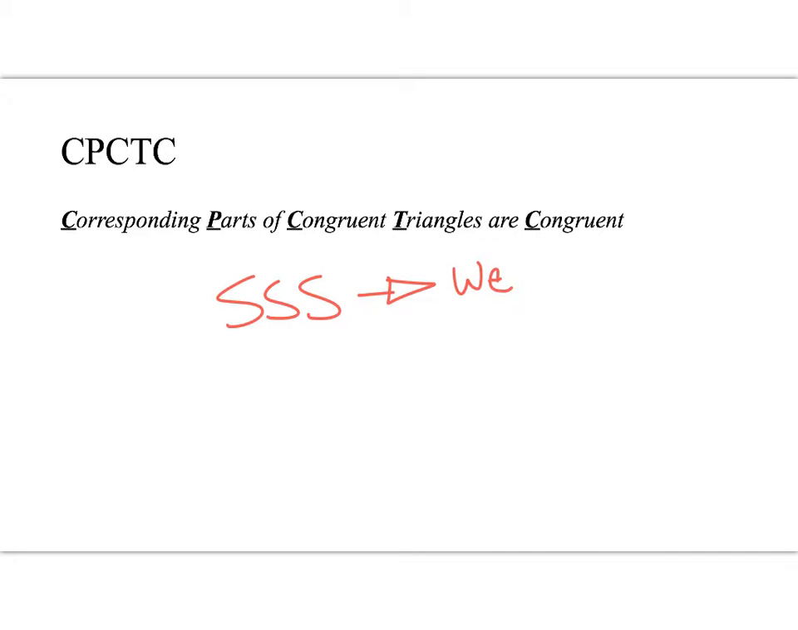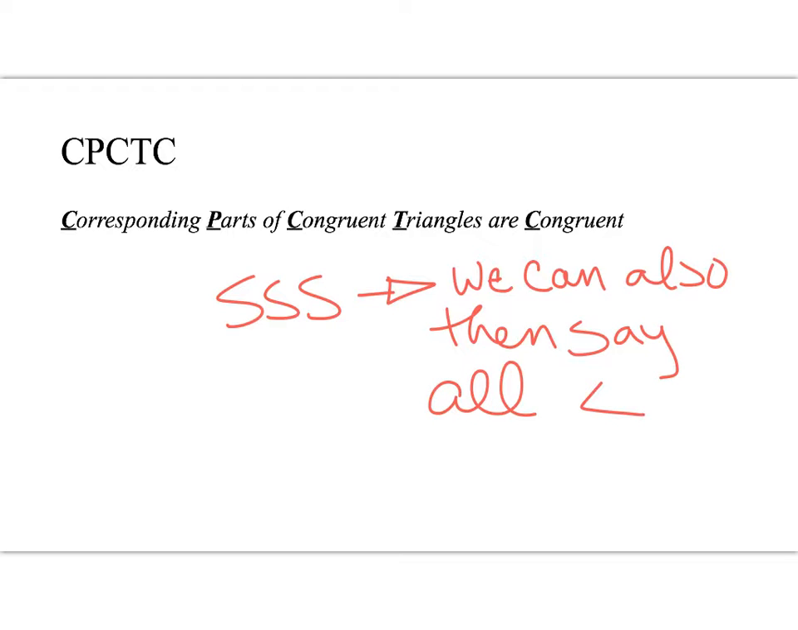we can also then say all angles are congruent too, once we've proved that the sides are congruent, right? And so side, angle, side, that means there's two angles on a side that are also congruent. So CPCTC follows after you've proven triangles are congruent.